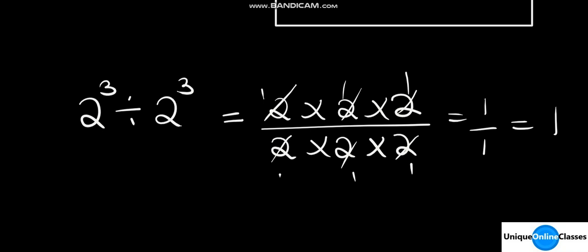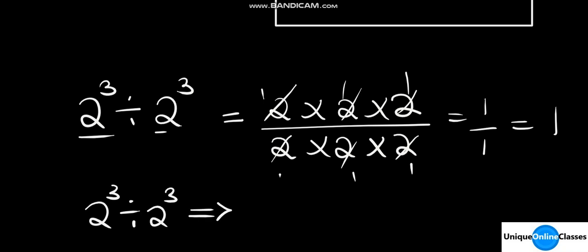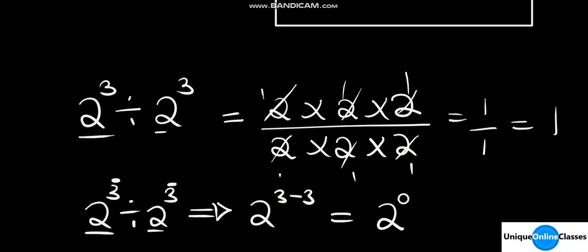Now applying that law of subtracting the powers when dividing numbers of the same base: 2 raised to the power 3 divided by 2 raised to the power 3. Since the bases are the same, we subtract the powers, 3 minus 3, so it becomes 2 to the power 0. So this guy here is the same as that guy.